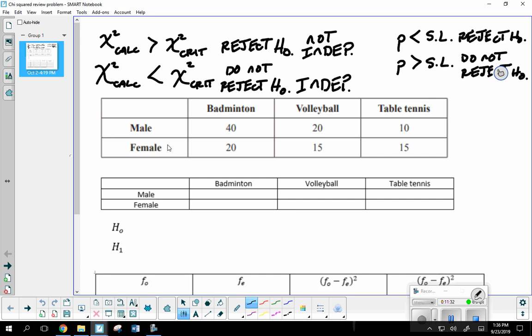Does anybody remember what we referred to those as, what we talked about last week? H naught is my null hypothesis. H sub 1 is my alternative hypothesis. So what does that mean? The null hypothesis is independent. So what's the alternative hypothesis? That means they are not independent. That means there's some kind of relationship between these quantities that we have here.